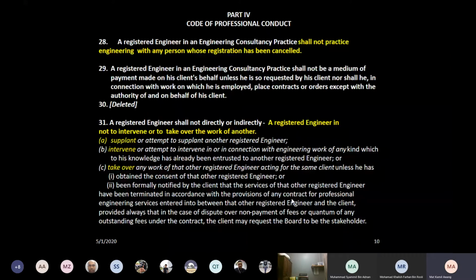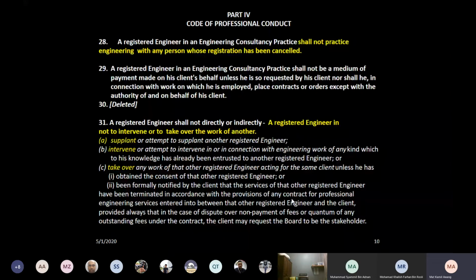Item 30 is deleted. Item 31, a registered engineer shall not directly or indirectly supplant or attempt to supplant another registered engineer. Ini tak boleh sailang lah, another engineer. So you cannot try to take away another engineer's job. Or you cannot intervene or attempt to intervene in or in connection with engineering work of any kind which to his knowledge has already been entrusted to another registered engineer. Jangan kacau another registered engineer's job.